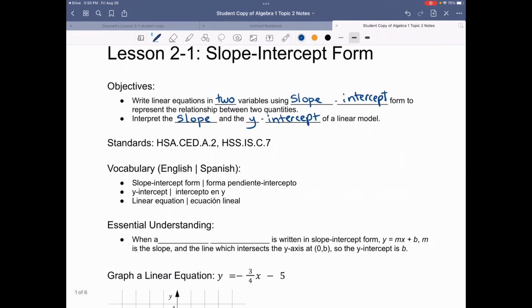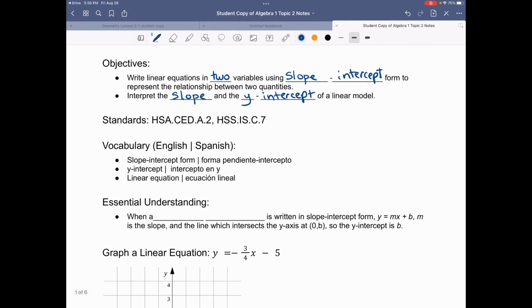Our vocabulary is slope-intercept form, forma pendiente; y-intercept, intercepto en y; linear equation, ecuación lineal.